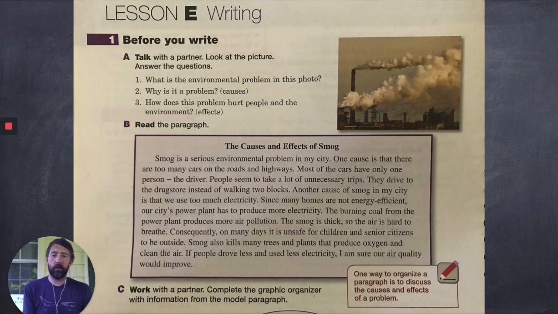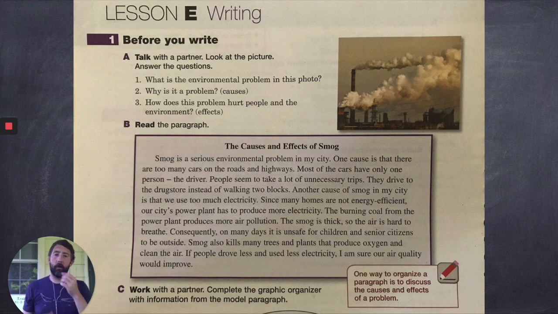The smog is thick, so the air is hard to breathe. Consequently, on many days it is unsafe for children and senior citizens to be outside. Smog also kills many trees and plants that produce oxygen and clean the air. If people drove less and used less electricity, I am sure our air quality would improve.